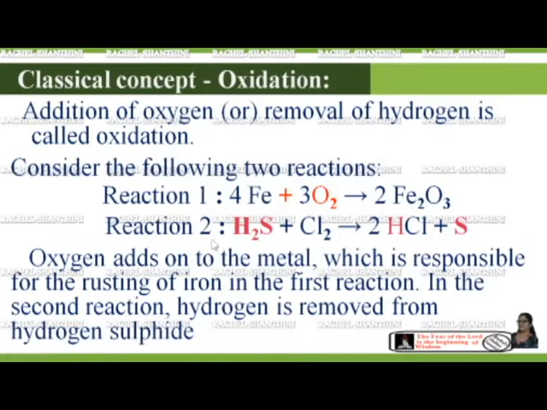In reaction 2, hydrogen sulphide reacts with chlorine to form hydrogen chloride and sulfur. Here, hydrogen is removed from hydrogen sulfide. So, removal of hydrogen is also called oxidation.